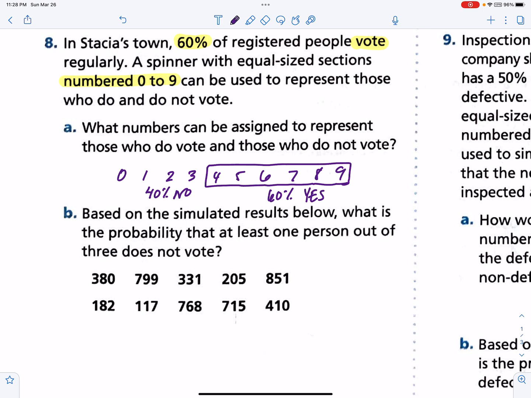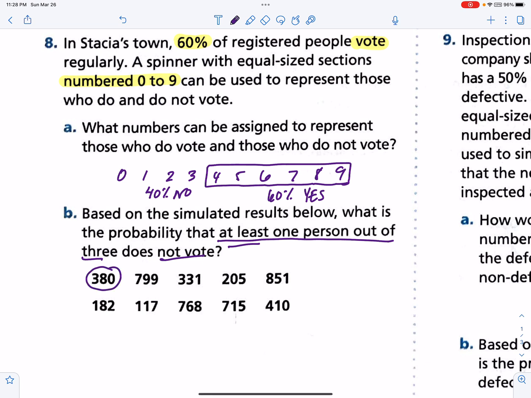Based on the simulated results, what is the probability? And here's what we're looking for. At least one person out of 3 does not vote. So we're just looking for, and it says at least, which is important. So it could be 1, 2, or 3. We're just circling any that has no voters. So I'm looking for 0, 1, 2, or 3. If it has that in it at all, I'm circling it.